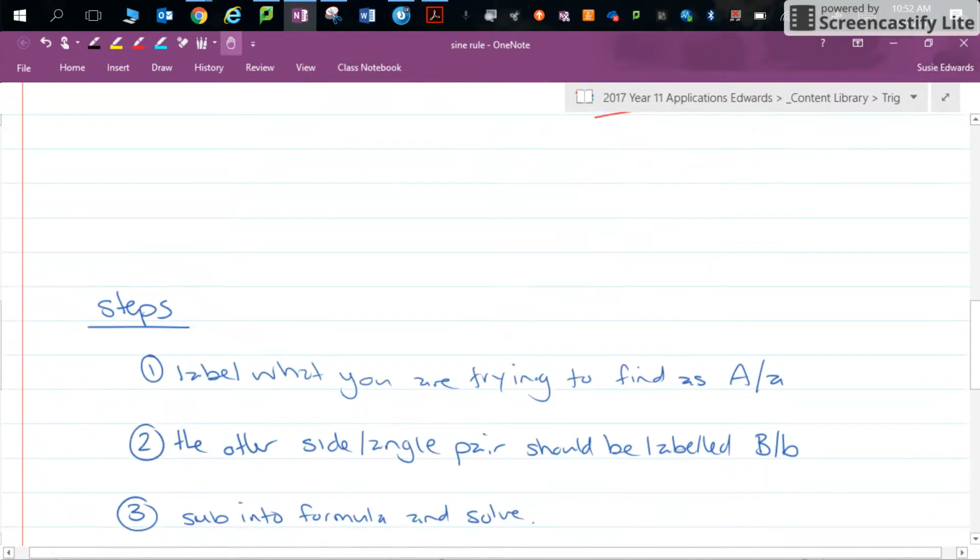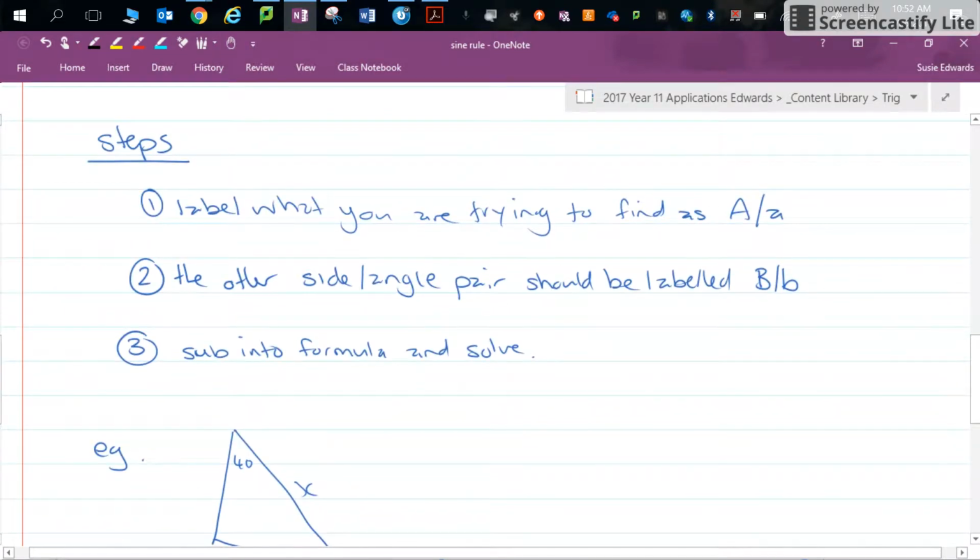Okay, and so our steps are: label what you are trying to find as A or capital A. That's the most important step, because otherwise this formula is not going to work for you. Label the other side or angle pair as B and capital B. Sub into your formula and solve. Okay, that's all you need to be able to do for finding a side. We have to rearrange a little bit differently for an angle, but we'll do that later on.